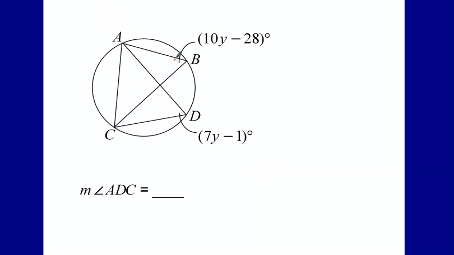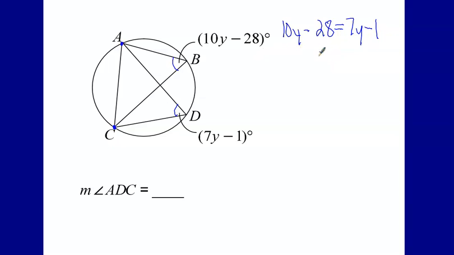Here I have two angles that open up to the same endpoints on the circle. So they both open up to C. So I have ABC and I have ADC. Because they open up to the same spot, that means that those two angles are going to be equal. So we have 10y minus 28 is equal to 7y minus 1.